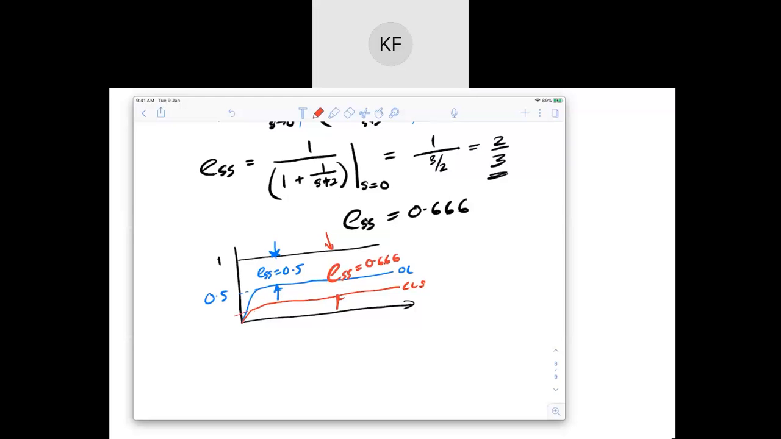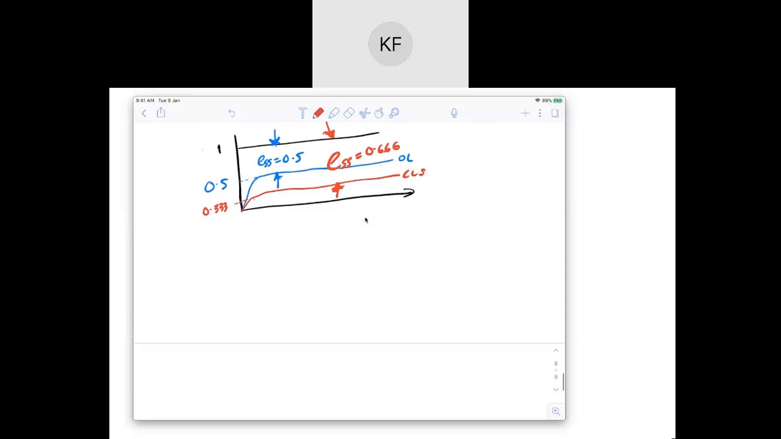And the response is at 0.333, I think. 1 over 3. So yes, the system is giving you more error if you close the loop. So simply closing the loop will not help you in terms of the error of the system. You need to design a simple controller for that matter.